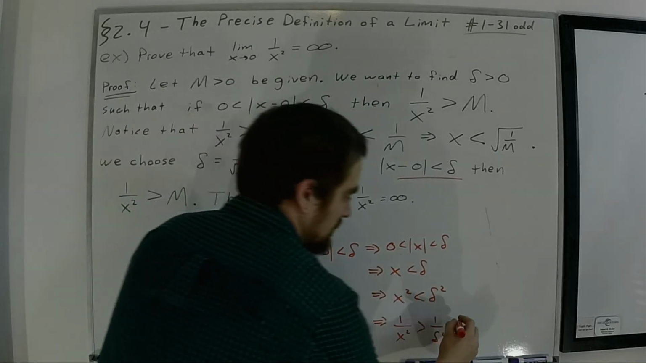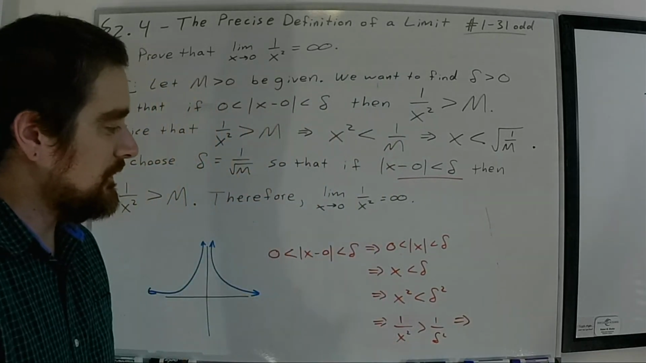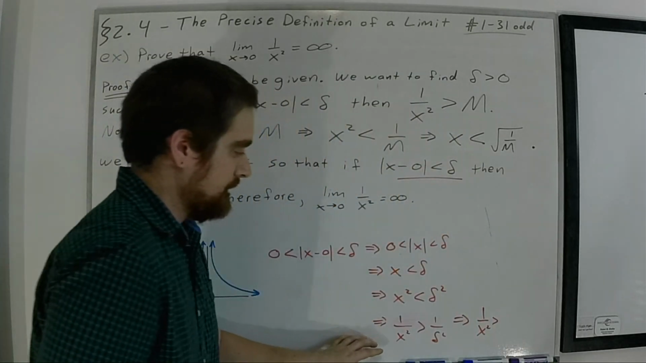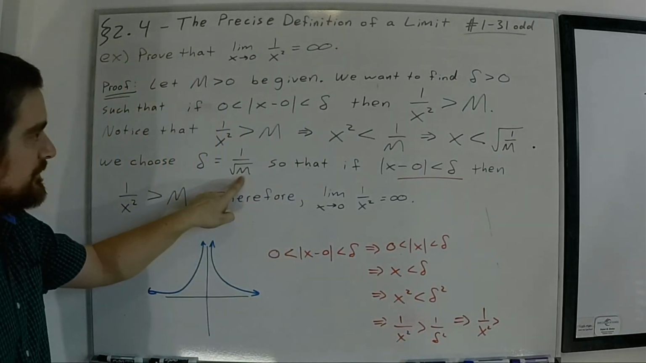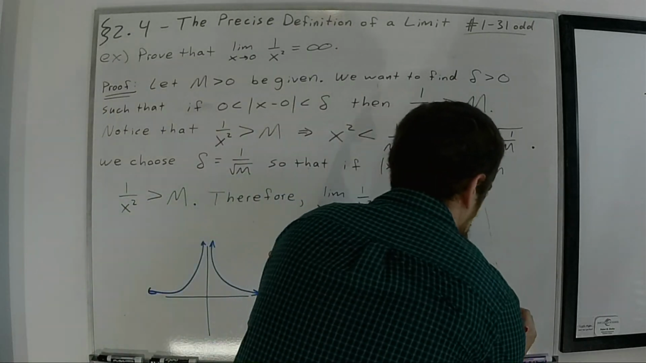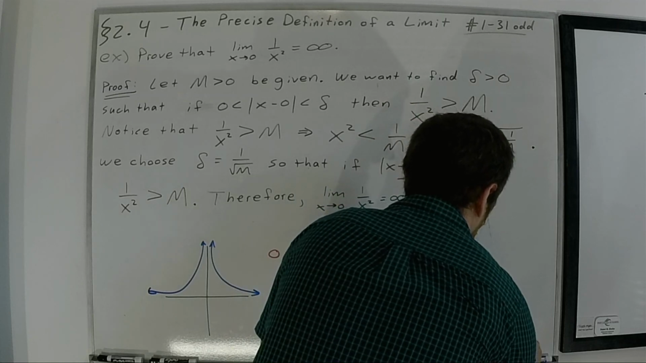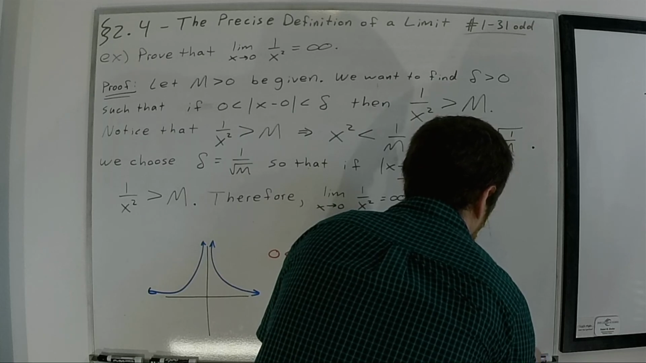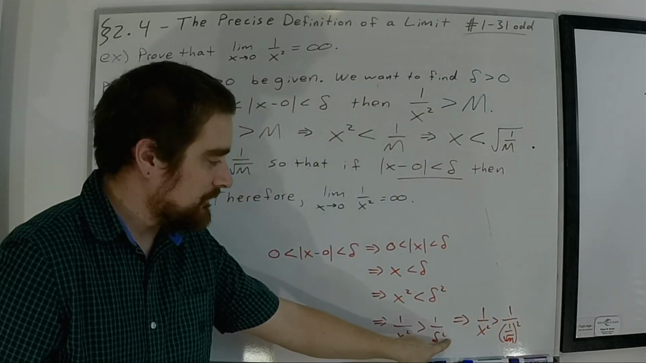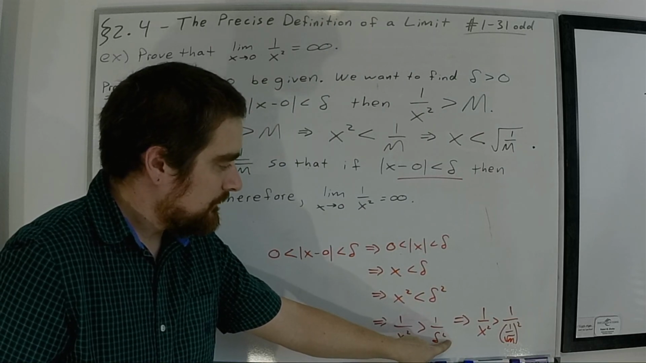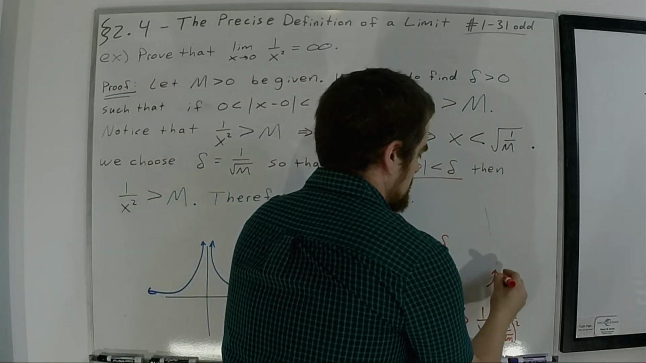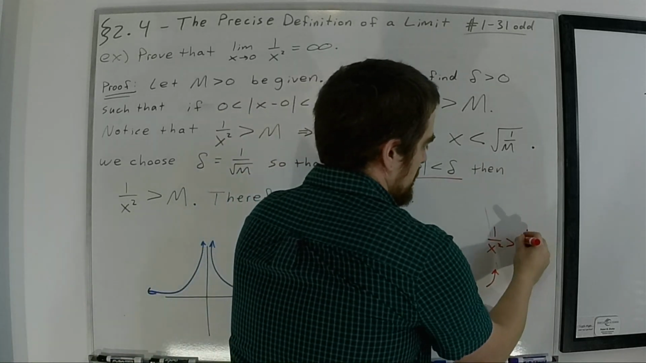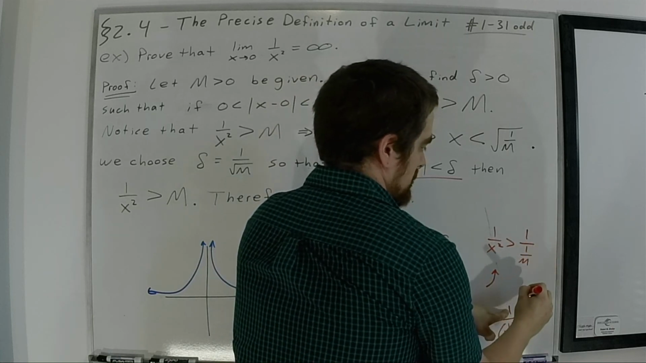Which tells us that since I've chosen this delta to be 1 over the square root of M, I can rewrite this as 1 over the square root of M, quantity squared. Right, because I do still need to square that delta. Which, when I simplify this out, and I'm sorry for running out of space here, 1 over x squared is going to be greater than, this is 1 over M, which is M.